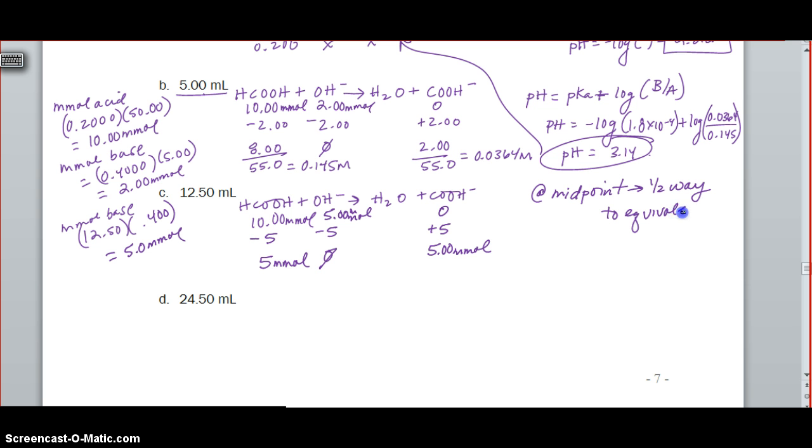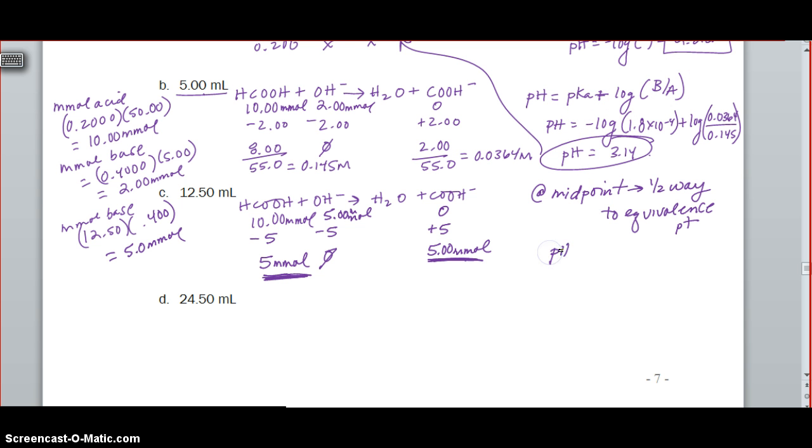And if you think about what's going to happen when we plug it into the Henderson-Hasselbalch equation, this concentration of conjugate base is going to be equal to the concentration of the acid. And so if you think about the Henderson-Hasselbalch, if it's taking the log of 1, that's just 0. So pH is just going to be equal to the pKa because this whole term falls out.